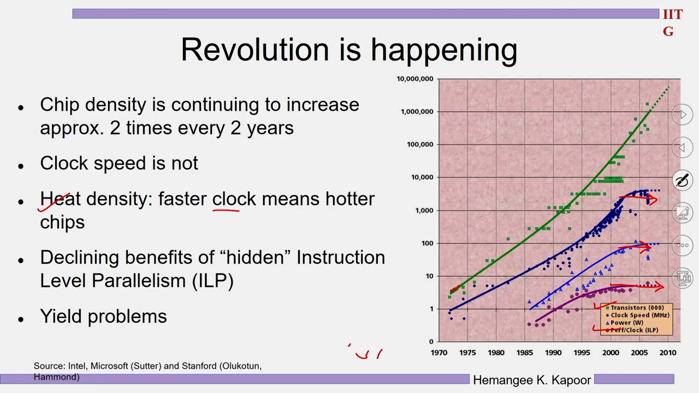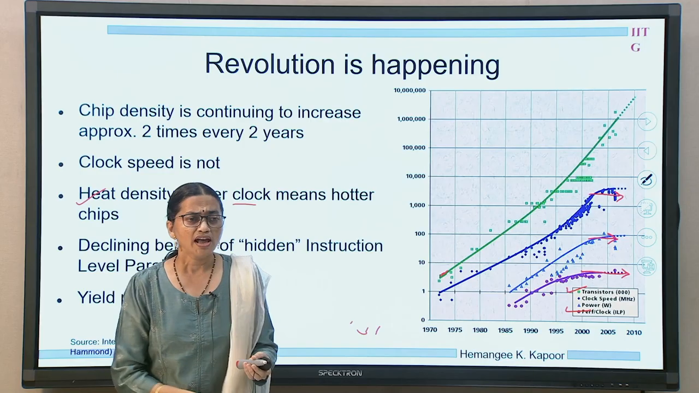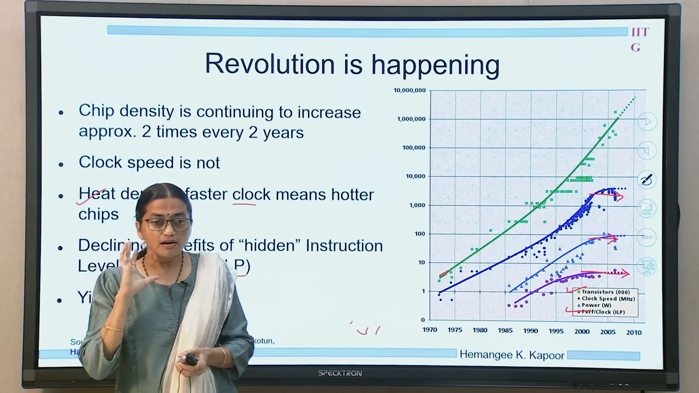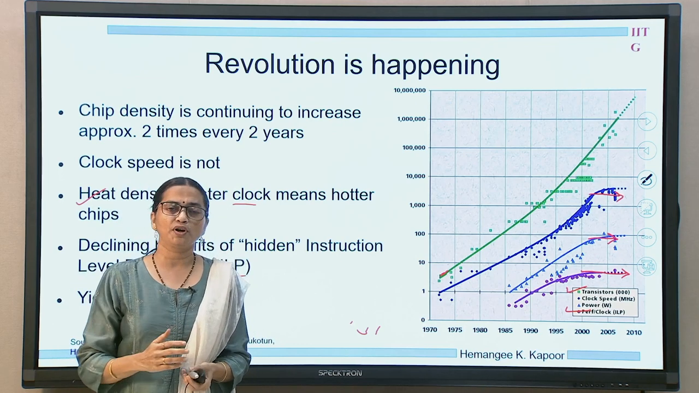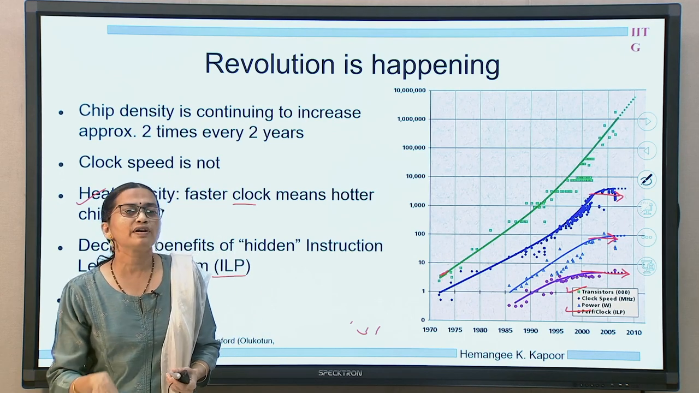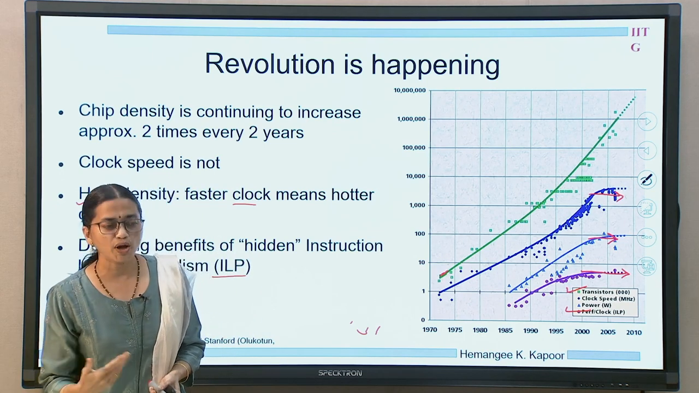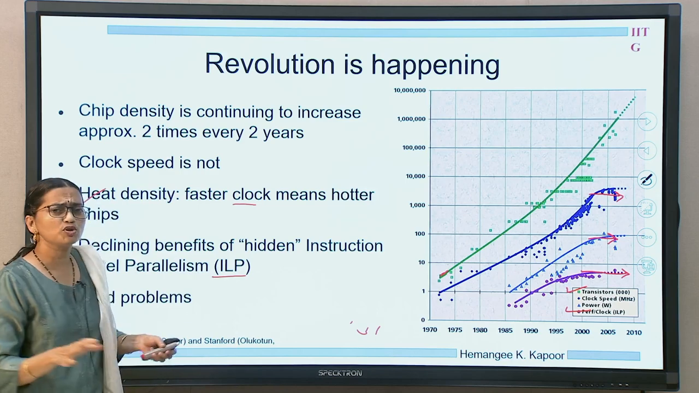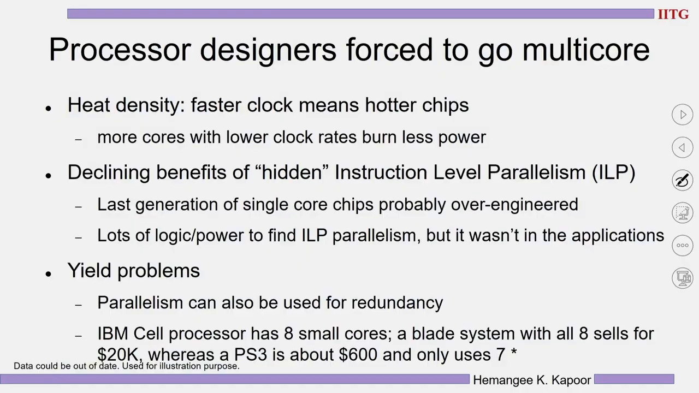And then I have declining benefits in instruction level parallelism. The additional transistors we got were utilized for designing better pipelined processors and better out-of-order execution, and we were able to harness the parallelism inside a sequential program. This was happening for several years, but it reached a limit where we were not able to further exploit the parallelism in the applications because it was just not there. Okay, so what do I do?